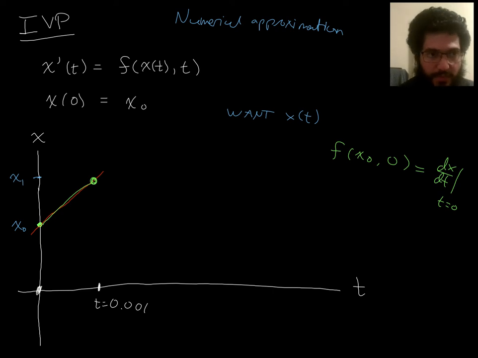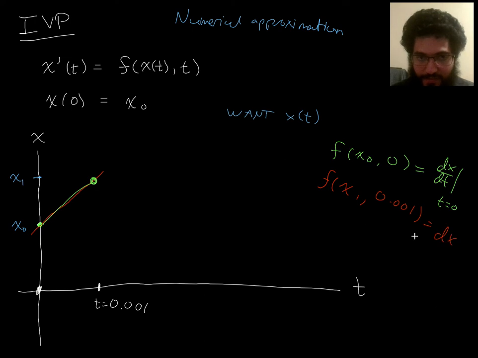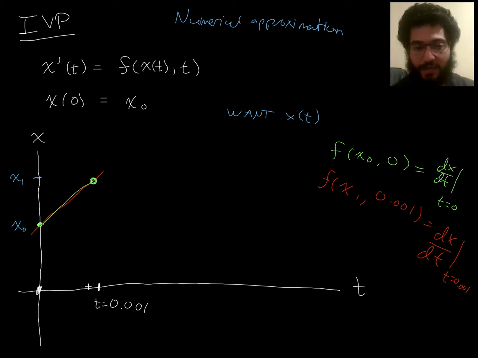Then we can evaluate. This should really be in red since I'm computing the slope. I could evaluate f at x1 and then put in the new time, 0.001. That gives me, according to the differential equation, the derivative of x with respect to t at time 0.001. Of course, it might not be perfect because x1 might not be exactly what x of this time is, but it is an approximation. It's good as long as this function doesn't change too quickly when you make small errors in the input.